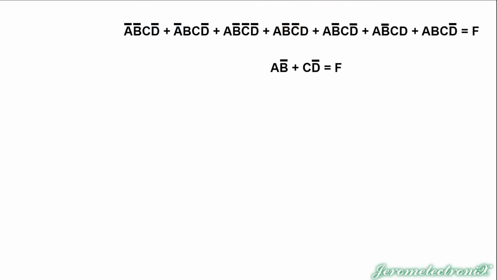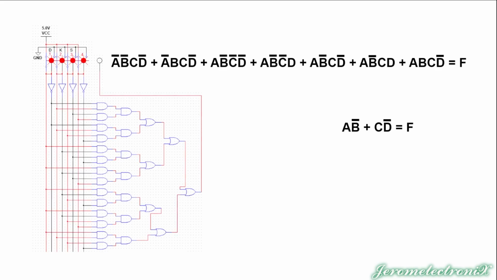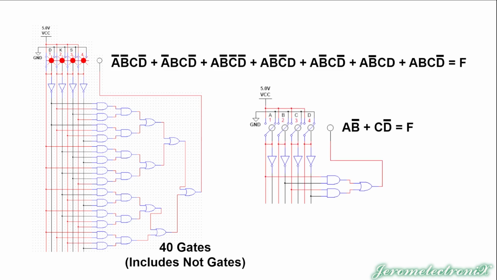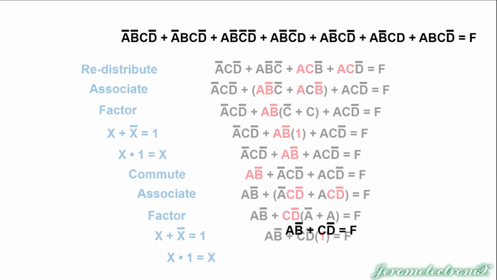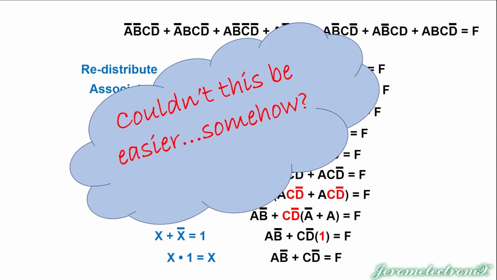So here's the beginning equation, here's the resulting simplified equation, and if we simulate those on Multisim, we'll see that we're going to be needing 40 gates, including NOT gates, if we simulate the unsimplified equation. The simplified equation looks much smaller. It's only 5 gates, and it includes NOT gates. So this illustrates why it's so important to simplify, but we've done a lot of that before. The real question is, couldn't this somehow be done easier?